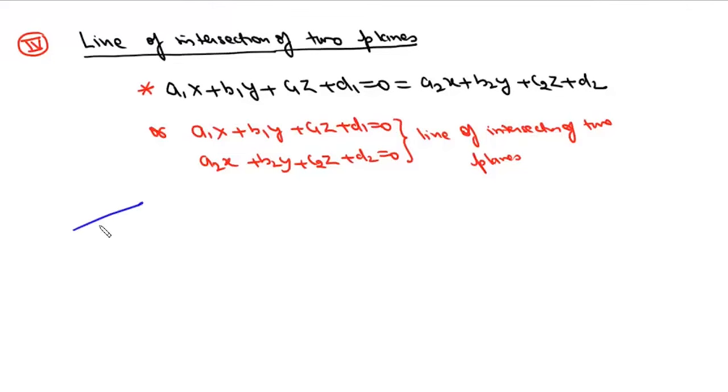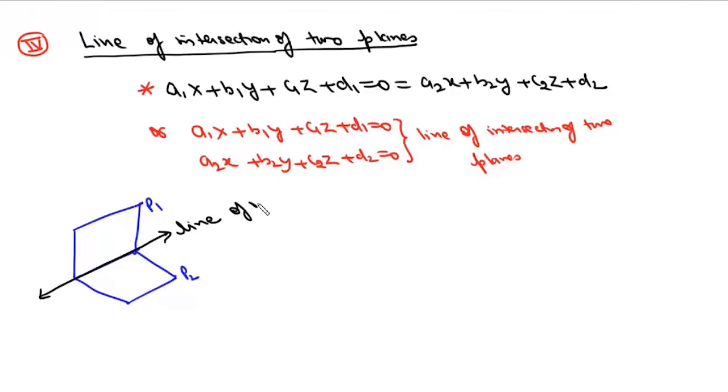So if we have two planes, say plane 1 and plane 2, and they are non-parallel, then they'll intersect each other and they'll intersect in a line. And this is called the line of intersection of two planes. So if we are given two linear equations equated together, then it simply means we are talking about this line which is formed from the intersection of two given planes.